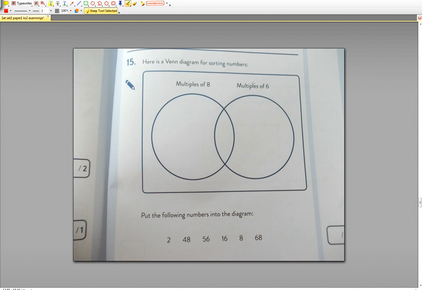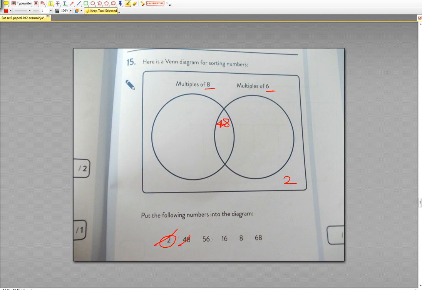Here's a Venn diagram for sorting numbers. Multiples of 8 means they are in the 8 times tables, and multiples of 6 means in the 6 times tables. Okay, put the following numbers into the diagram. So the number 2, where does it go? Is it in one of these two? No. So it goes outside. Number 48, is it a multiple of 8 and 6? Yes. So it goes in the middle.